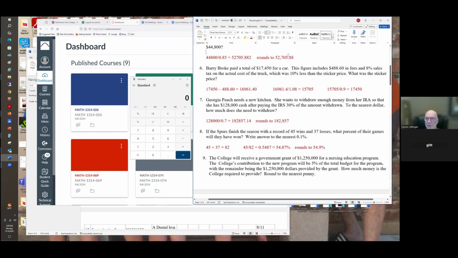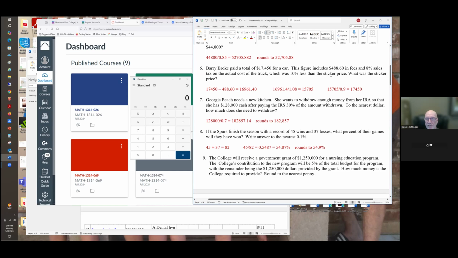You've got the drive-out cost, and it consists of the sticker price, 8% sales tax, which is on the sale price, which is 10% less, all a bunch of words. So what we have to do first is subtract out the fees. They're not taxed. How do I know that? Because the 8% sales tax is on the cost of the truck, and the cost of the truck was 10% less than the sticker price.